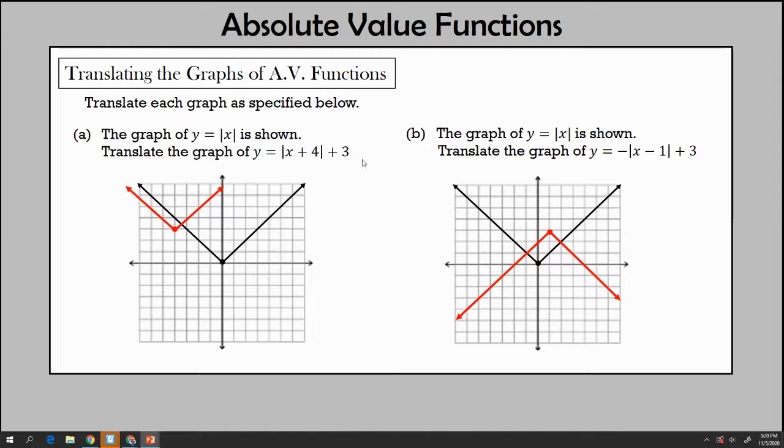So we can learn a lot just by looking at how this is written, and we can estimate where these are going to be. But a table of values is still helpful. Okay. So when we're graphing these, you still need to make a table of values. All right. But for these, when they ask you to translate them, you can do it this way.